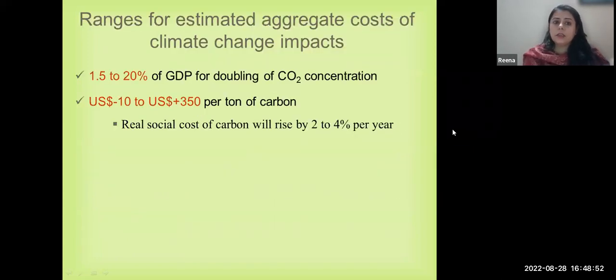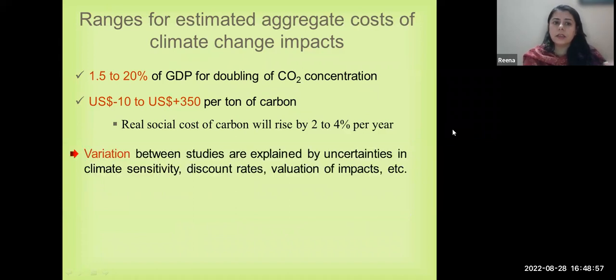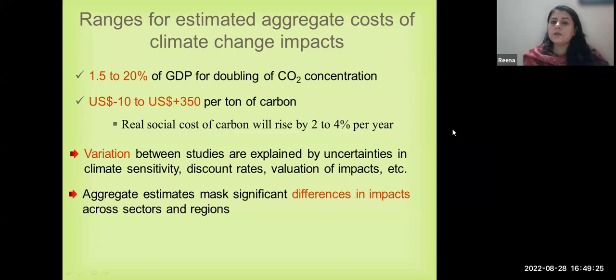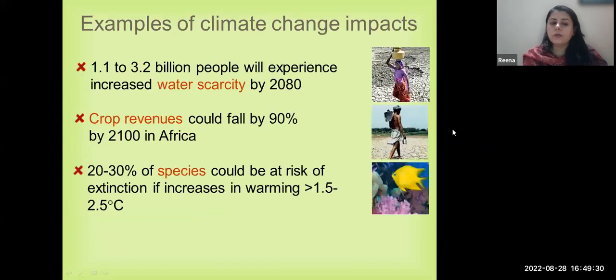And the estimates for the mitigation cost of climate change impacts range from 1.5 to 20% of GDP for a doubling of CO2 concentration. So if the carbon dioxide concentration doubles, we have to dedicate 1.5 to 20% of our gross domestic product for every doubling of CO2 concentration. So there is a real social cost of carbon that will rise from 2 to 4% per year. And there have been studies which explain the uncertainties in climate sensitivity, discount rates, and valuation of impacts.